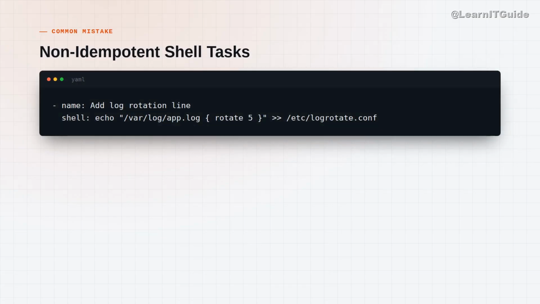But here is a common mistake. Using the shell module to append data. This is not idempotent. Every time you run this, a new line is added. By the 10th run, your log rotate file will be completely broken. This is a classic trap for beginners.